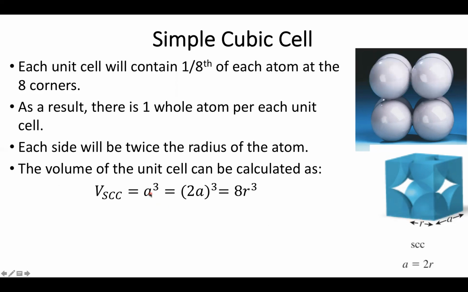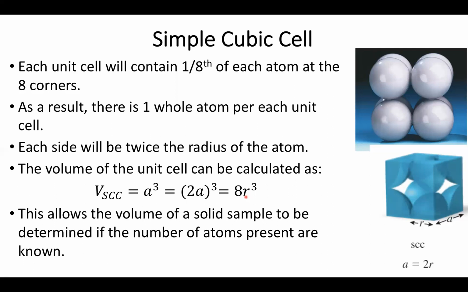But since they're all the same, all I need to do is take that length and raise it to the 3rd power. And since the length is twice the radius, this gives me a total volume of 8 times the radius cubed. So ta-da! We can determine exactly the size of a simple cubic cell by just knowing how big my atom is. There's plenty of resources where you can look up the radii of different atoms. So simply by knowing the radius, we can find the volume of an individual unit cell.